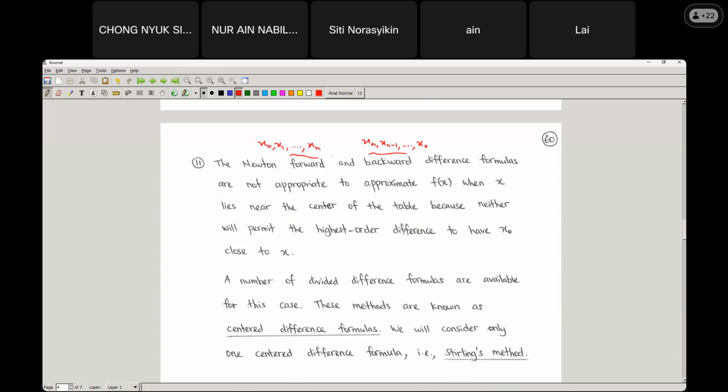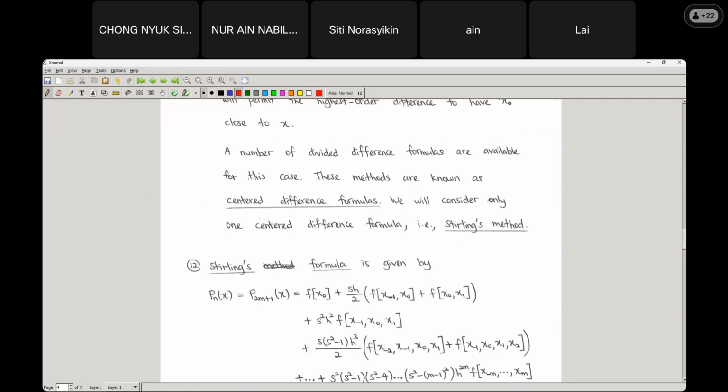If you use forward, it is not a good choice. If you choose backward, it is also not a good choice, because they are located at the center. So what we are going to do now is introduce you to the center difference formula. So this is what we are going to introduce to you, the center difference formula.